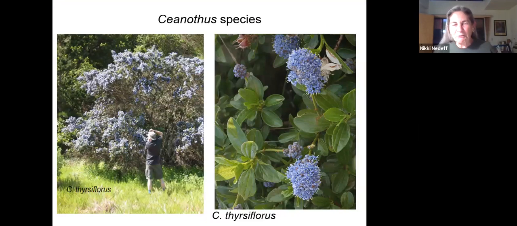Ceanothus, another really cool flowering shrub, typical in chaparral, as well as in coastal scrub habitats. This is a really big one. Ceanothus thyrsiflorus, called blue blossom, or sometimes California lilac. In this case, it is identified with 3 midveins on the leaf. 3 midveins on the leaf.